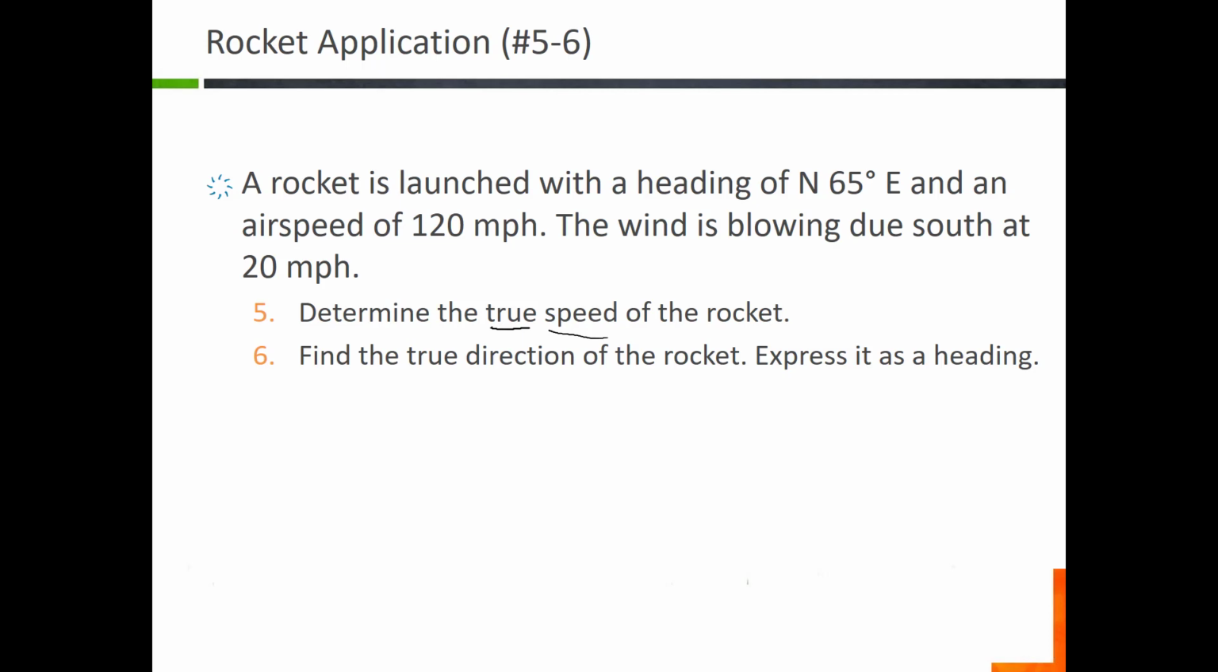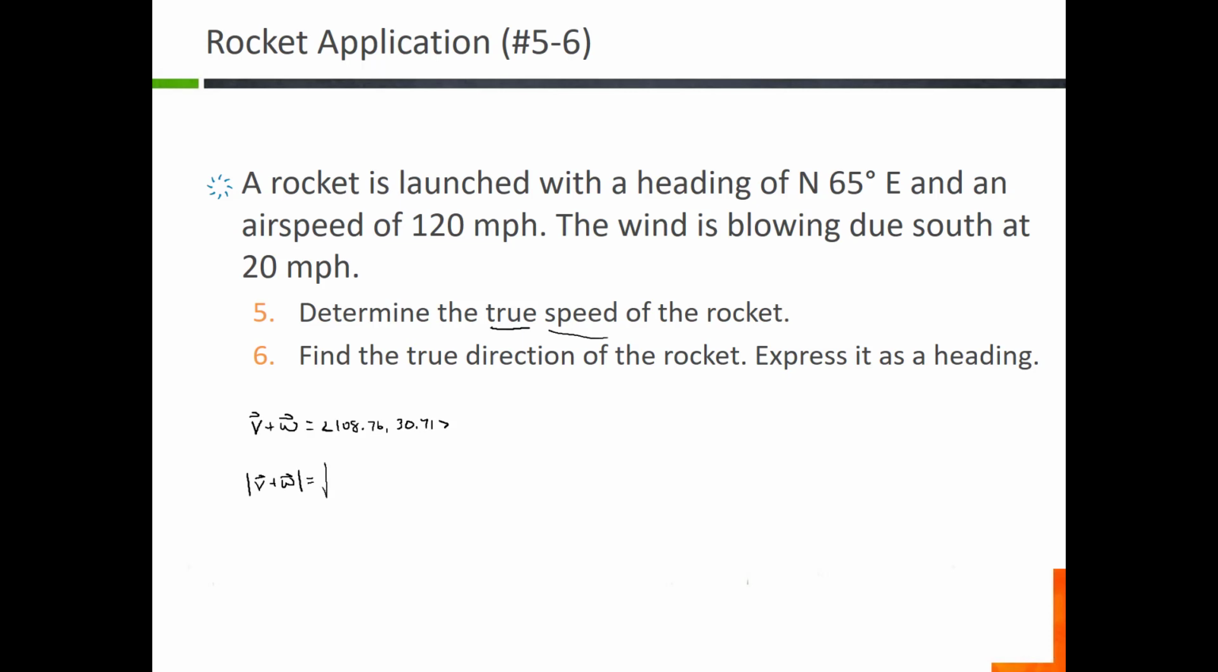What is the magnitude that the rocket will actually travel? And we just found its vector. So we knew v plus w was equal to 108.76, 30.71. So we know what the velocity is, so to find the true speed, we just need to find the magnitude of v plus w.